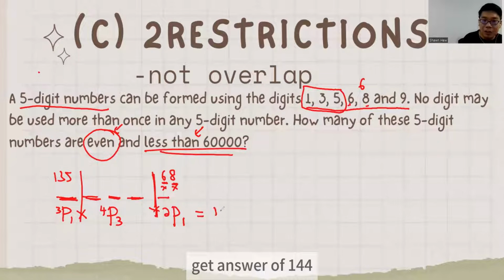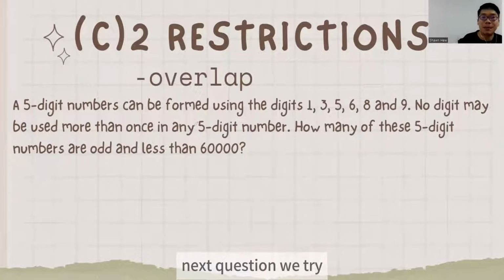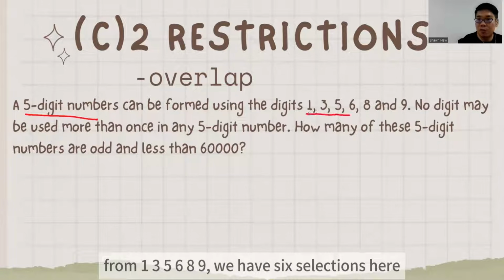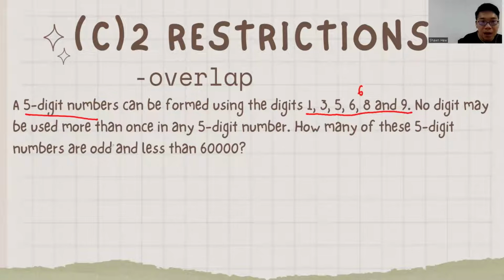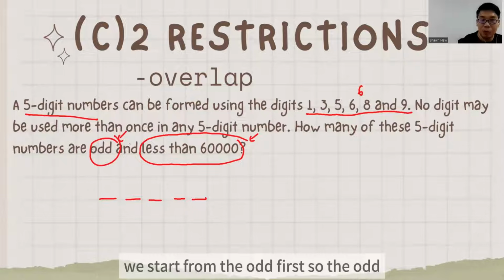You get answer of 144. Done. Next question we try. Again, we need to form 5-digit numbers, again from 1, 3, 5, 6, 8, 9. We have 6 selections here. The numbers are odd and less than 60,000. There are 2 restrictions. We start from the odd first.